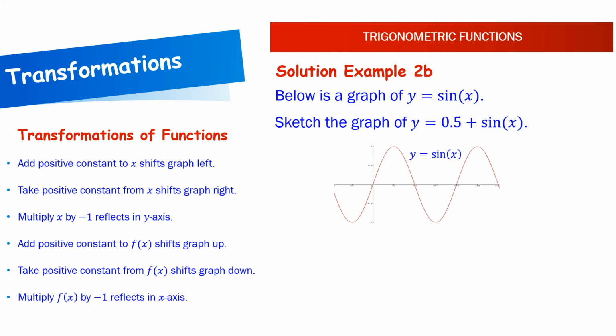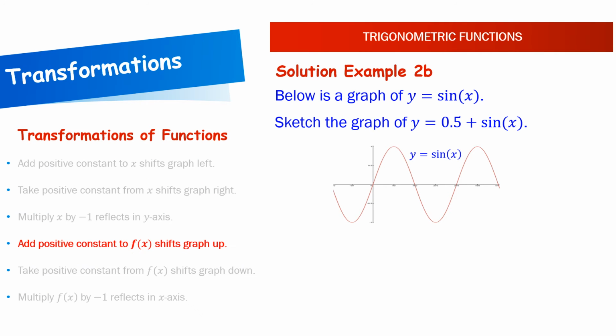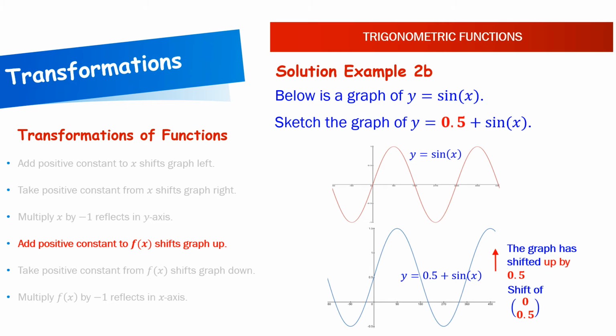What about example 2b? Sketch the graph of y equals 0.5 plus sine x. This time we've added a positive constant to f of x, so the graph shifts up, as shown here. The graph is shifted up by 0.5, or we can say that as a vector, this is a shift of 0, 0.5.